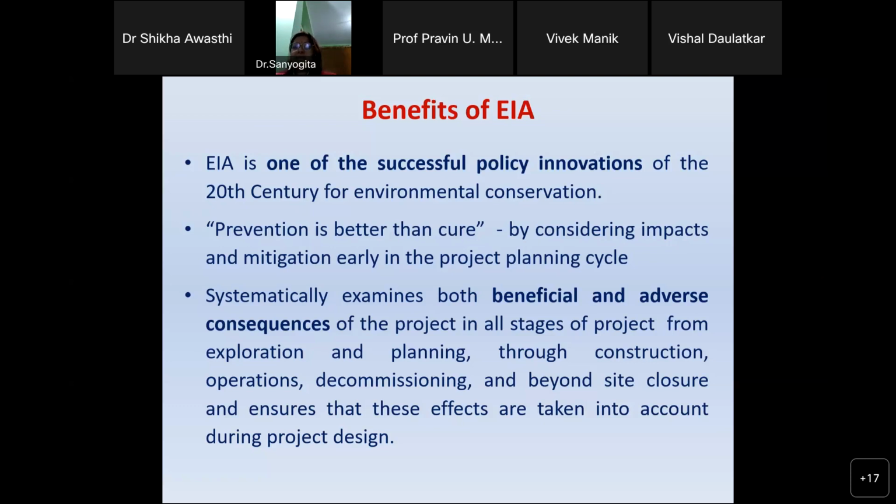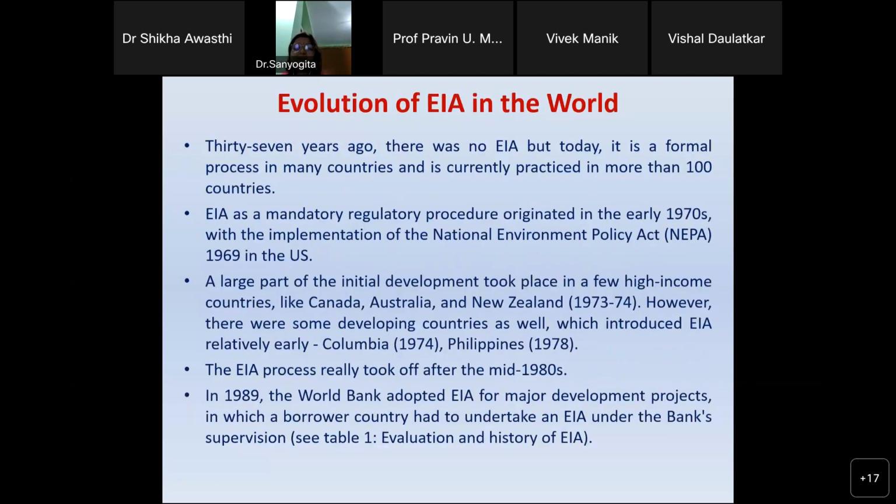How it has come into the evolution, यहाँ पे वर्ल्ड वाइड कैसे वो इम्प्लीमेंटेशन EIA कैसे एग्जिस्टेंस में आया है. So it is long back, 37 years ago. So the EIA is put today in a formal process, and it is currently in more than 100 countries. This became a mandatory regulation, originated in the 1970s with the implementation of the National Environment Policy Act, that is NEPA, in 1969 in the USA, first in the USA.